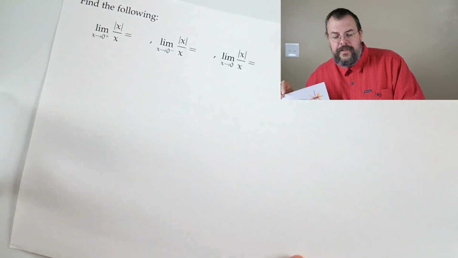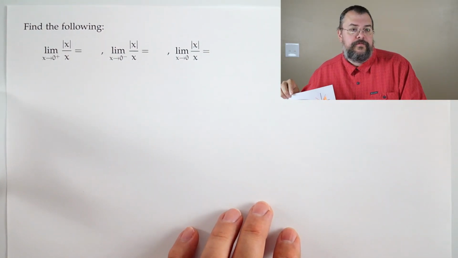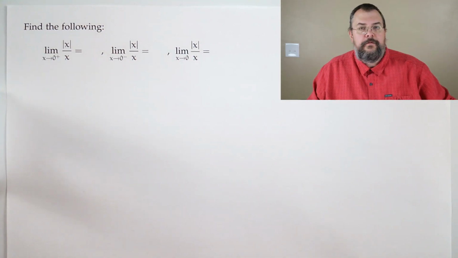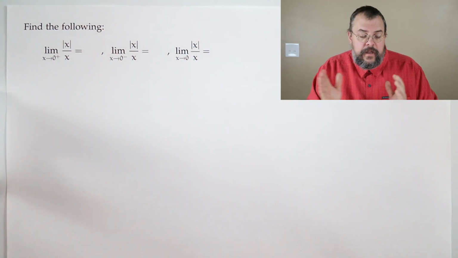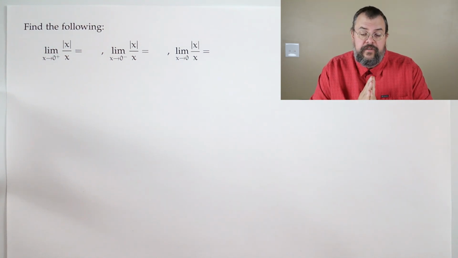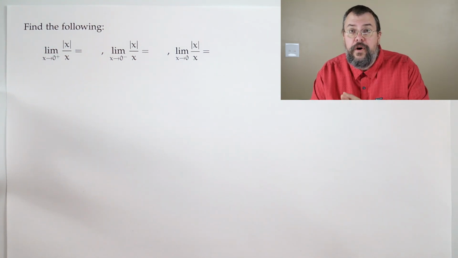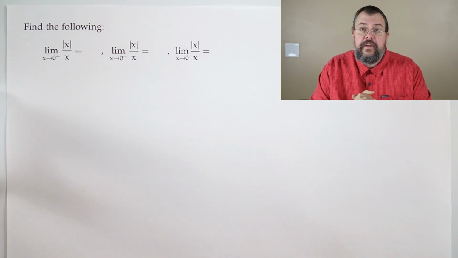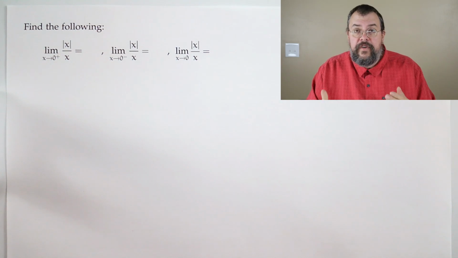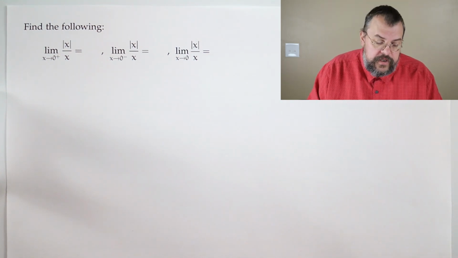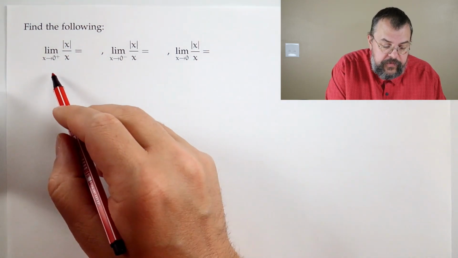All right. Now, let's do another problem. Find the following. We have some really simple looking limits here. Limit as x goes to 0 from above of absolute value of x over x. Limit as x goes to 0 from below of absolute value of x over x. And simply the limit as x goes to 0 of absolute value of x over x. So what do we do here? Well, let's just take these one at a time.